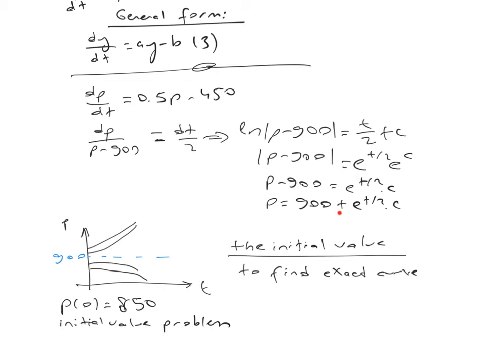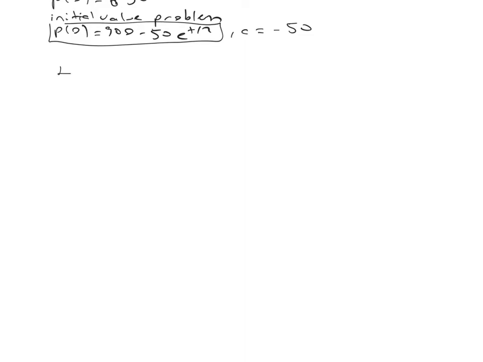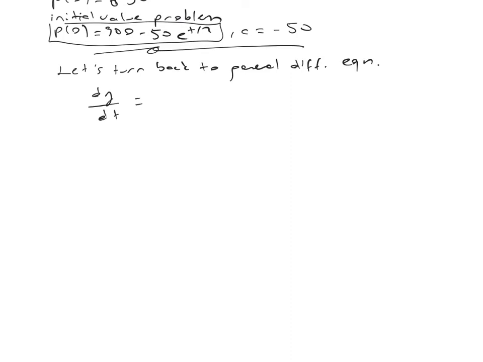By putting 0 here in our differential equation, we will get P0 is equal to 900 minus 50 times e to the t over t. From here we get the exact differential equation, and we found that c is equal to minus 50. Let's turn back to our general differential equation. dy over dt is equal to a times y minus b, and it was our third differential equation.